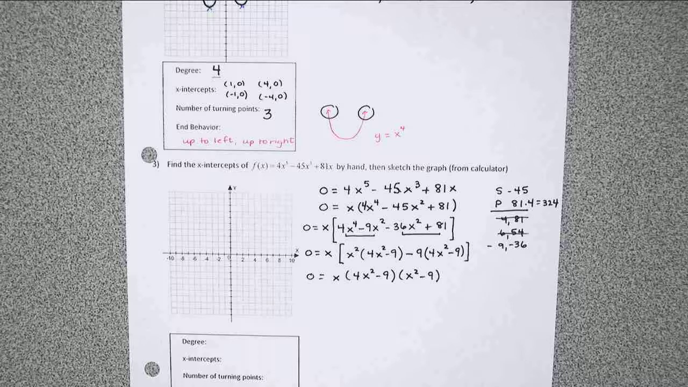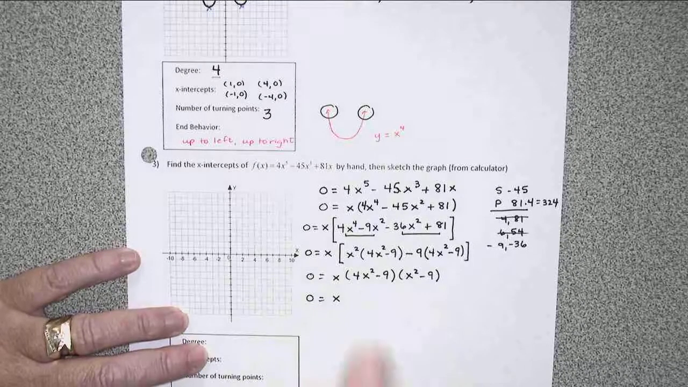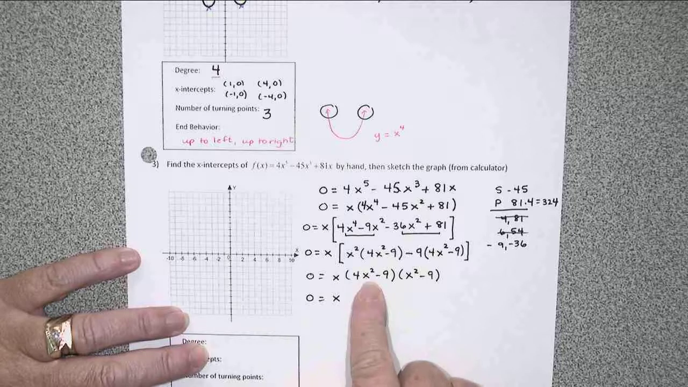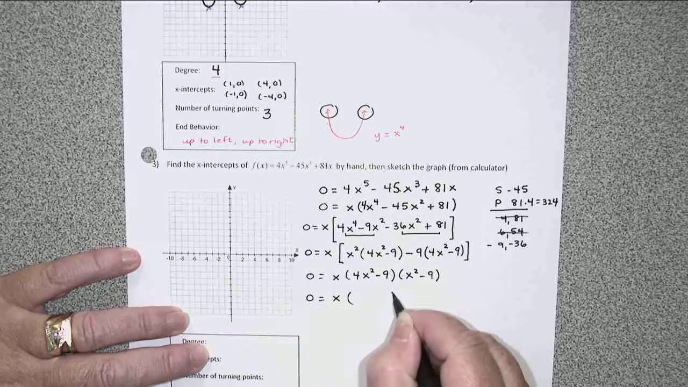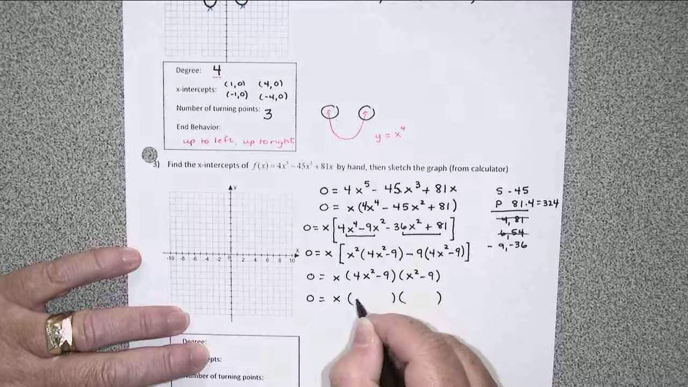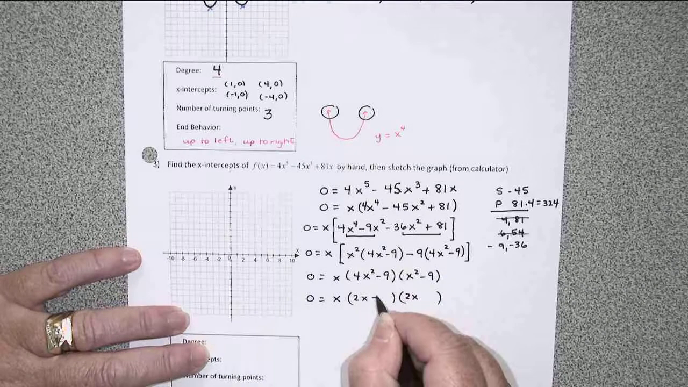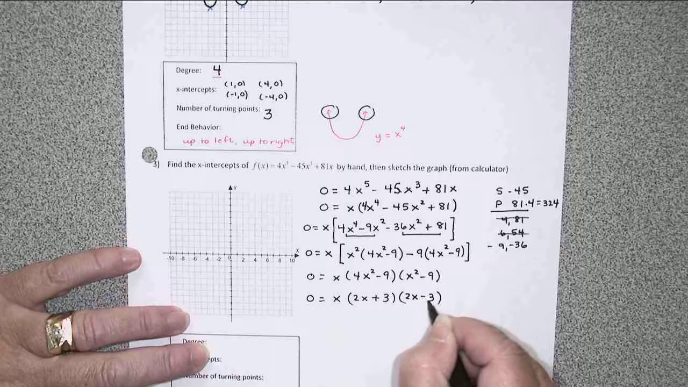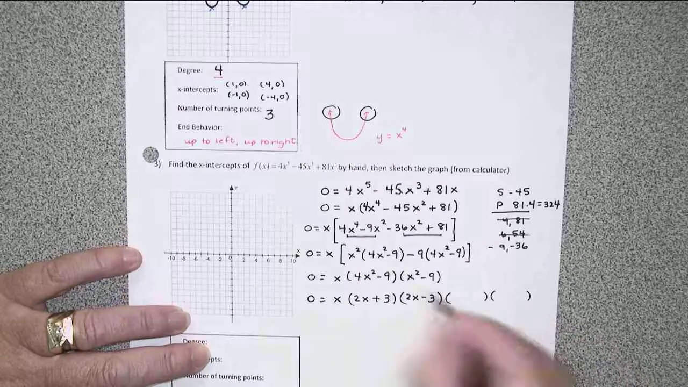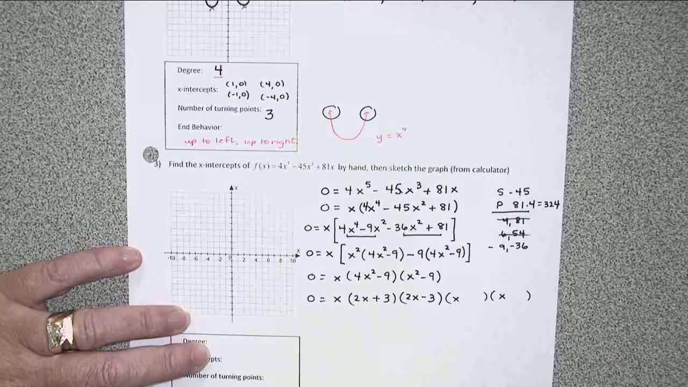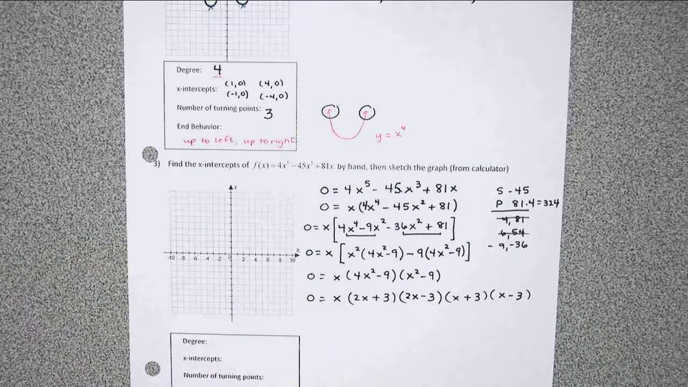All right, now we're getting somewhere. Let's continue to factor just a little bit longer. Both of these are a difference of squares. This one would be 4x squared is 2x times 2x, and the negative 9 would be plus 3 times minus 3. And over here, of course, x squared is x times x, and negative 9 again is plus 3 times negative 3.